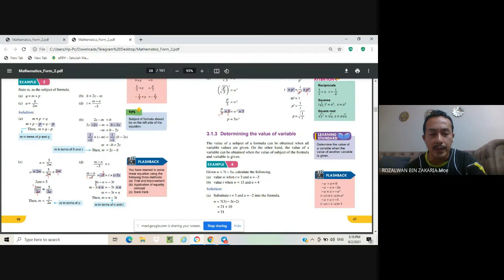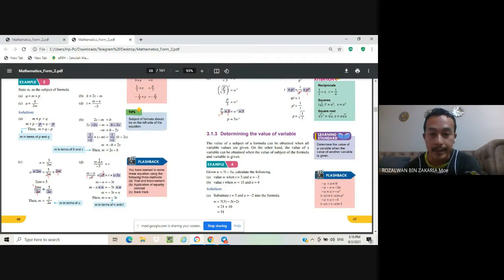So we want this m only, so we don't want this minus n. That means for minus n, we need to plus n to cancel it. So your left side you plus n, your right side also you need to put plus n. So m minus n plus n equal to minus 3t plus n. Right? So we will get m equal to minus 3t plus n. Alright, so that's the answer. Okay, this one is how to change the subject of the formula.